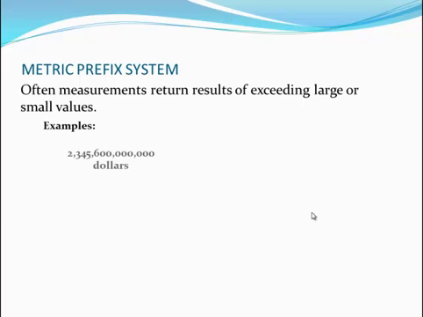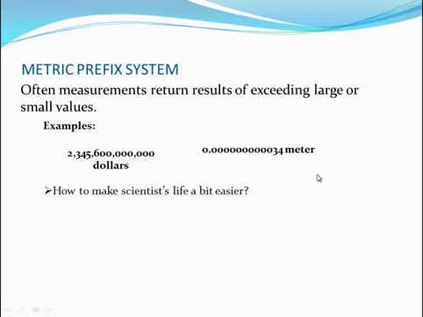For example, this is 2,345,000,000,000. 2 trillion. This is how many dollars, and this is how many meters, a small fraction of a meter, for a subatomic particle, and we always say how to make a scientist's life a bit easier. So here comes the metric prefix system.